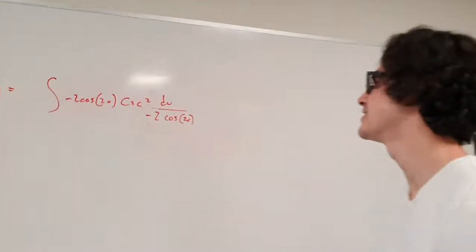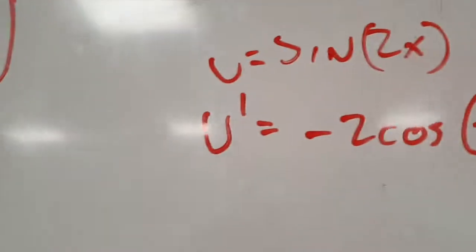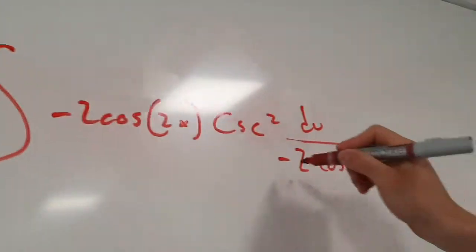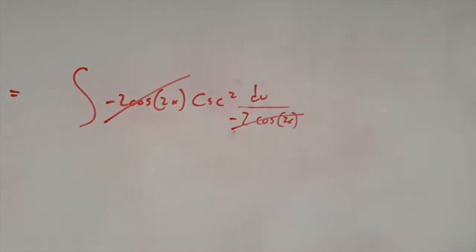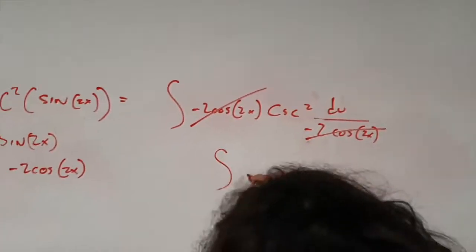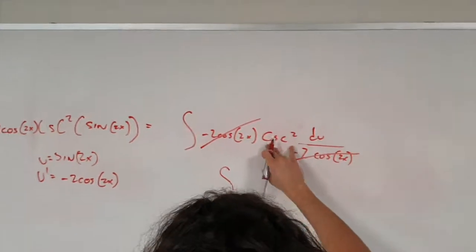Mr. Chousal, is the cosine squared going to cancel with the negative 2 cosine of 2x? Of course, that's why we found our u to begin with. So this cancels with this, and we're left with the cosecant squared.